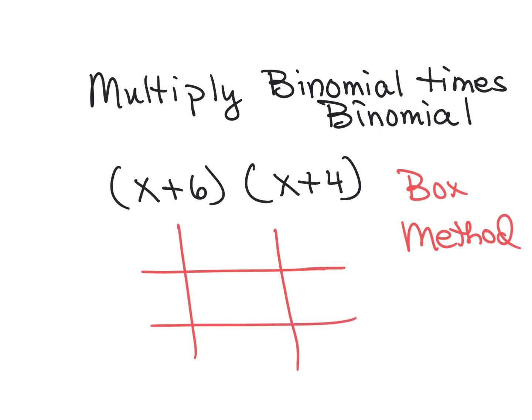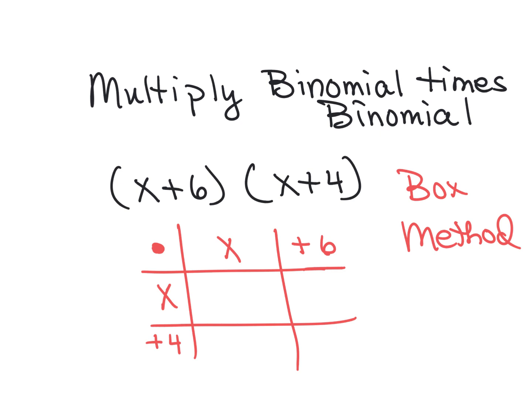and I'm going to put a dot for multiplication in that upper left-hand corner. I put the first binomial on top, so that is x plus 6, and I'm going to put that plus in the second box to show that it is a positive. Down the side, I have x plus 4. This is just like a multiplication table.